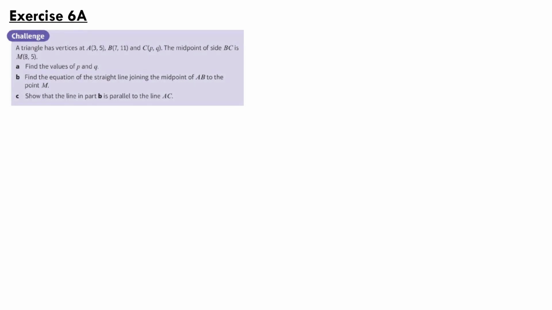Okay, our first question is from exercise 6A. A triangle has vertices at A (3, 5), B (7, 11) and C (p, q). The midpoint of the side BC is M (8, 5). Part A says find the values of p and q.